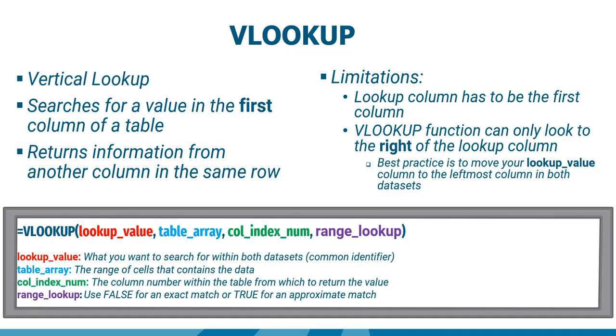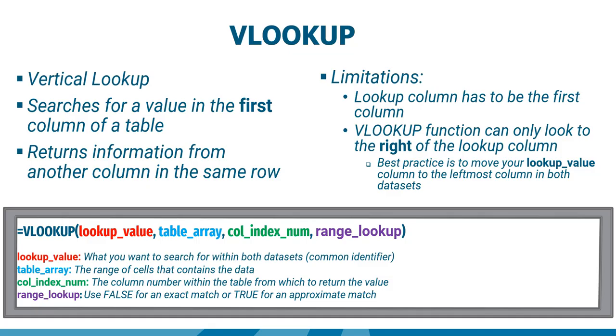The VLOOKUP formula has 4 elements, and let's break each of them down. The first element is the lookup value. This is the value you want to search for. It must exist in both data sets and serves as the common identifier. The table array is the full range of cells that contains both the lookup value and the results you want returned. You'll need to make sure your lookup value is in the first column of this range.